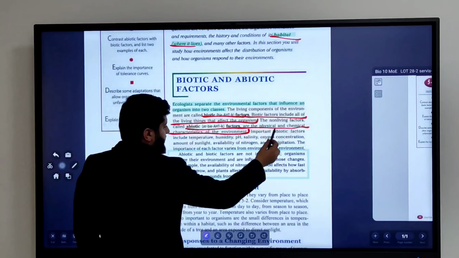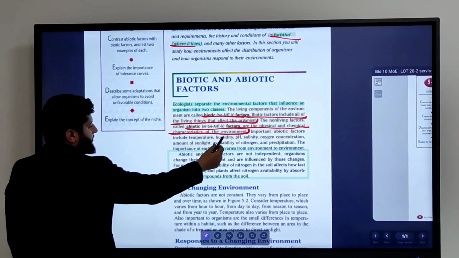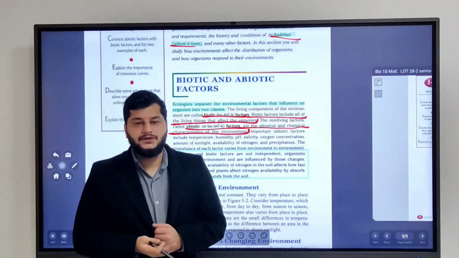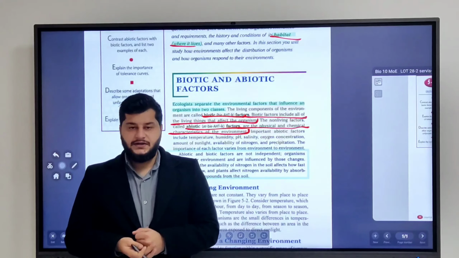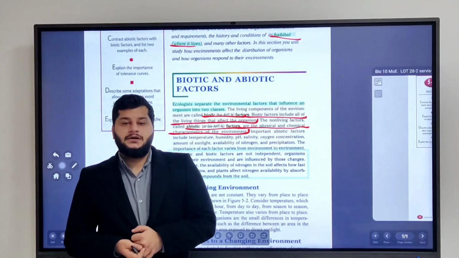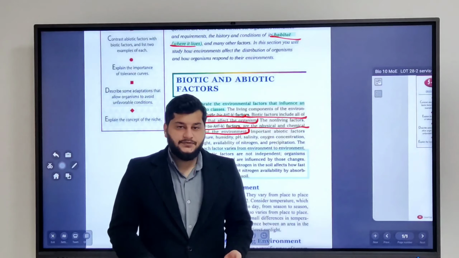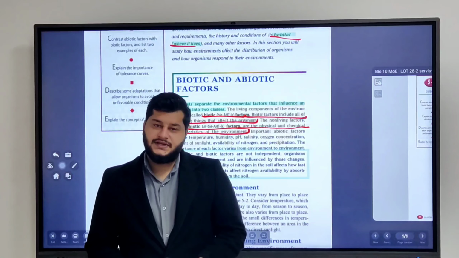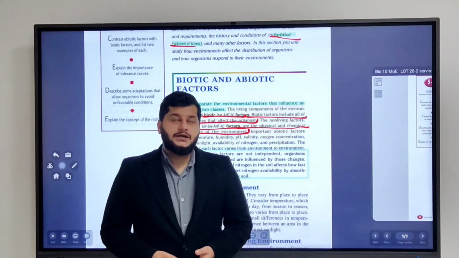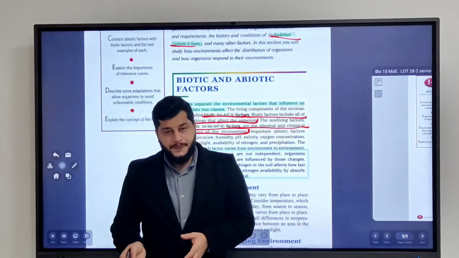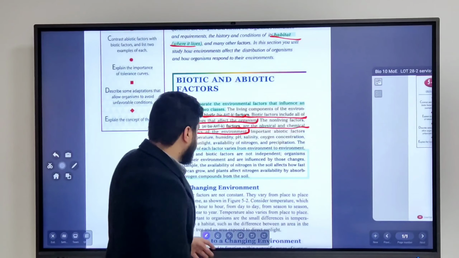Abiotic factors are the physical and chemical characteristics of the environment. Anything that is non-living and can affect organisms is abiotic. There are two types, physical and chemical. An example of a physical abiotic factor, we can say sunlight. An example of a chemical abiotic factor, we can say salinity or pH.